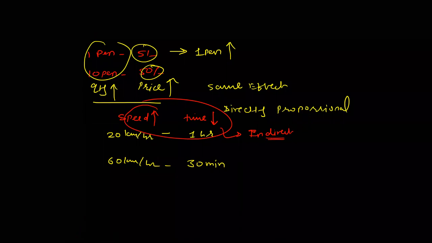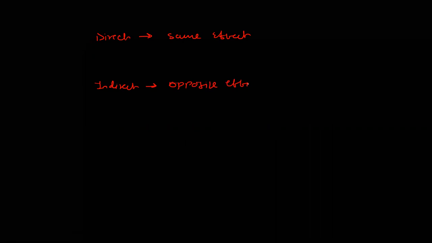So these two concepts we have to remember because we are going to use them multiple times. What is the meaning of direct proportion and indirect proportion? Direct means you have the same effect, and indirect means you have the opposite effect. If one quantity is increasing, the other will decrease, or vice versa. So this is called direct and indirect. How do we represent this? Generally, we represent it this way: if A is directly proportional to B, or A is inversely proportional to B. This is the representation for direct and indirect proportion.